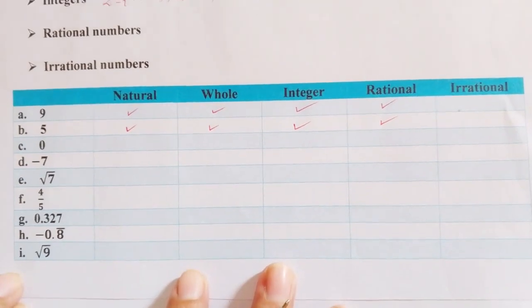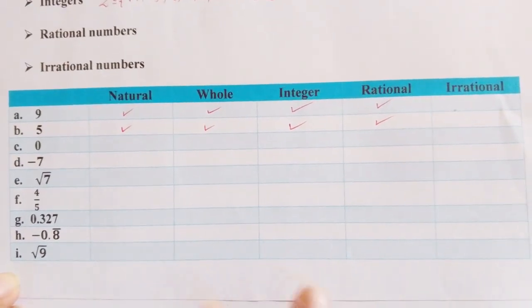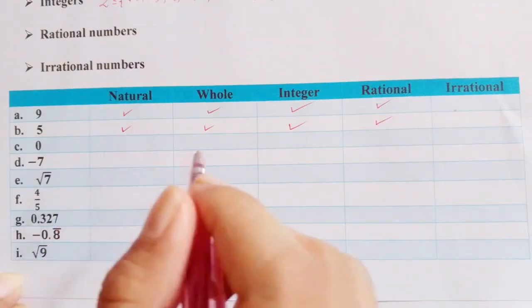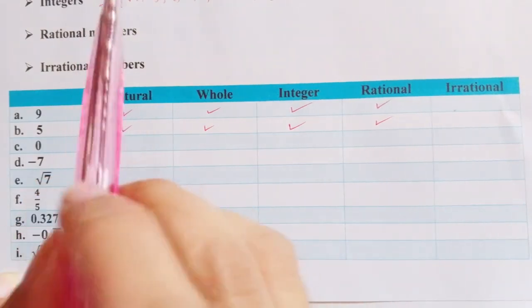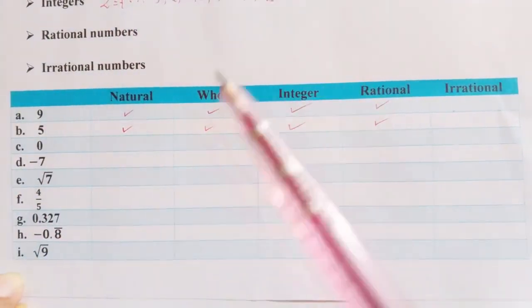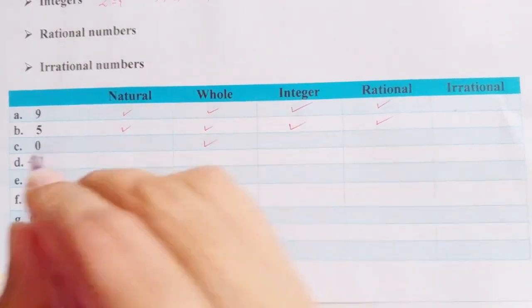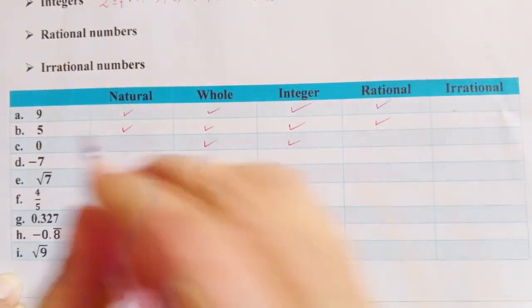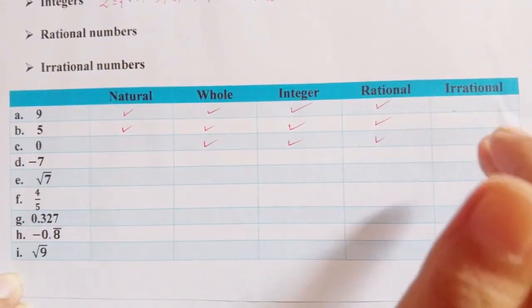Next, we have 0. Is 0 a natural number or not? It is not, because natural numbers, as we said earlier, begin with the number 1. So definitely, it is a whole number. It is also an integer. It is also a rational number, but it is not an irrational number.